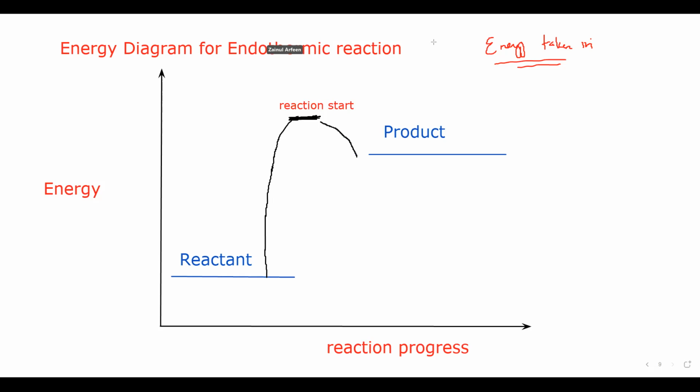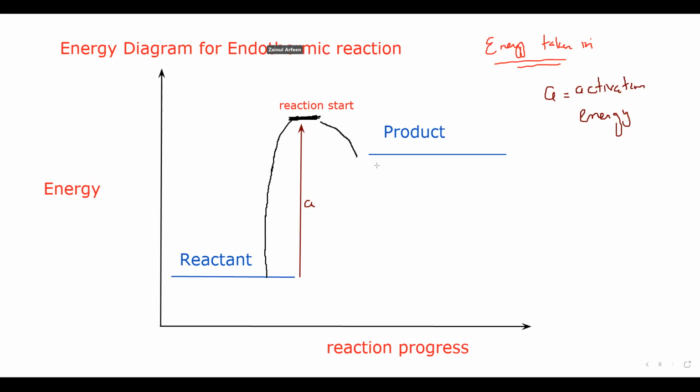Number one, the activation energy. What is the activation energy? The arrow from reactant to the start of the reaction, which we can say level A. So the arrow pointing from reactant to the position where the reaction starts, we call that activation energy. What is the meaning of activation energy? Activation energy means the energy at which the reaction starts, the point where the reactant starts to form a product, we call that activation energy.